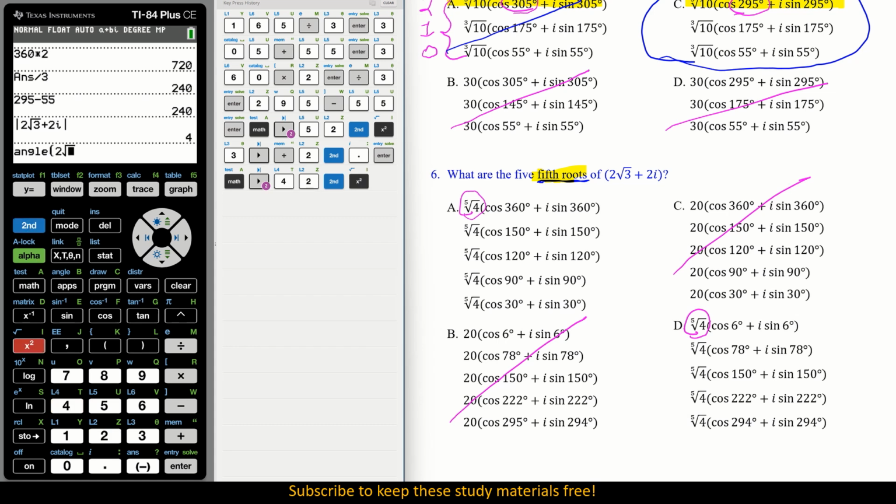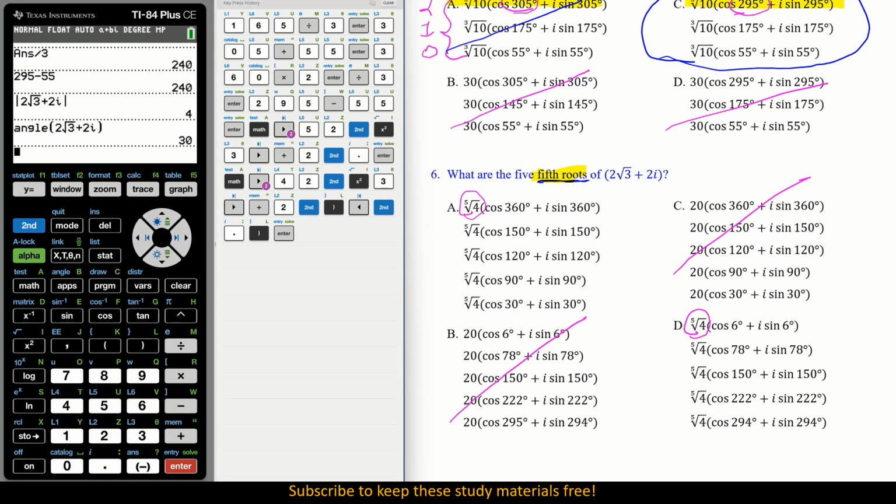2 second radical, put a 3, arrow over. And now we need plus 2i, plus 2 second i. My i didn't come up. Let me press that again. I'm going to type over it, second i. There it is. Now close my parentheses, push enter, and it says 30 degrees. That is the initial degree measure out of our formula.